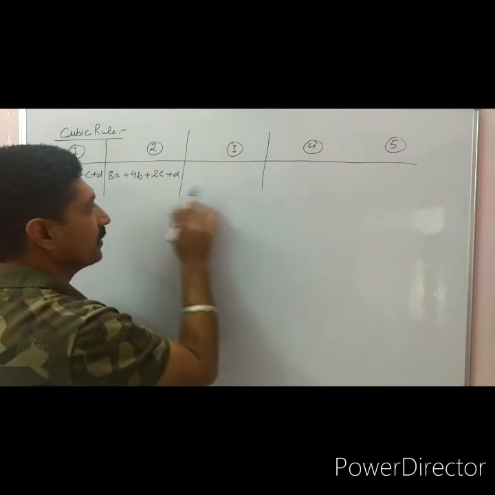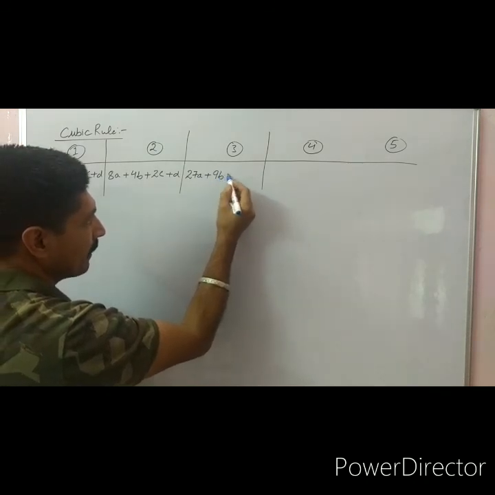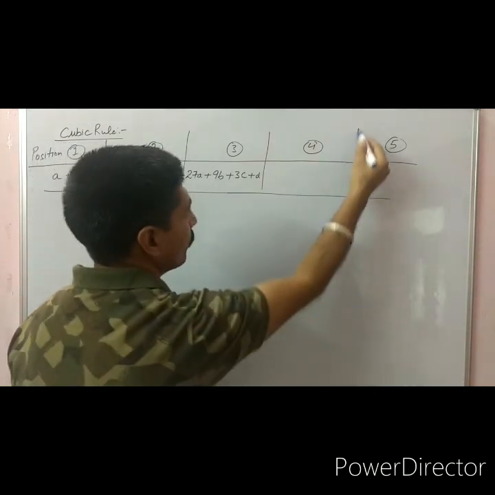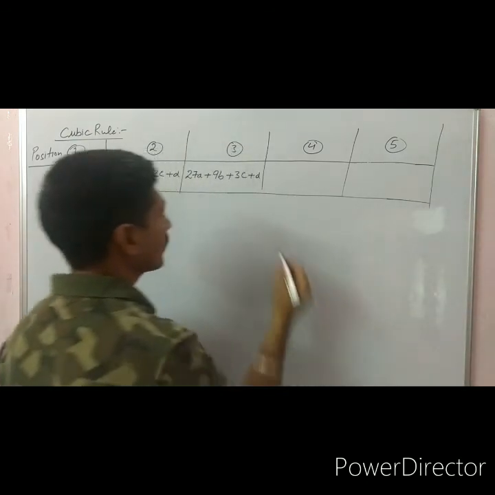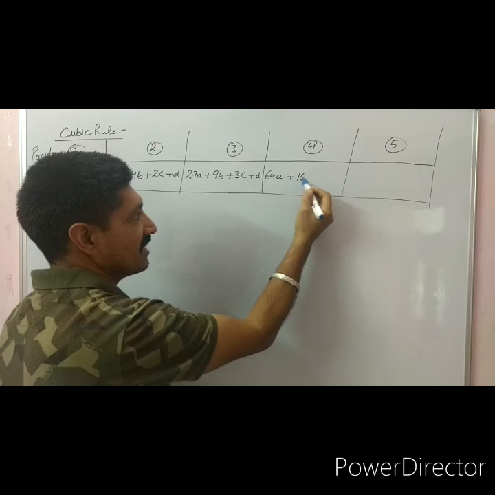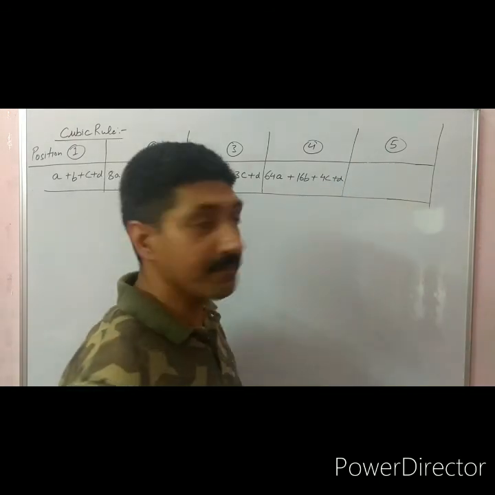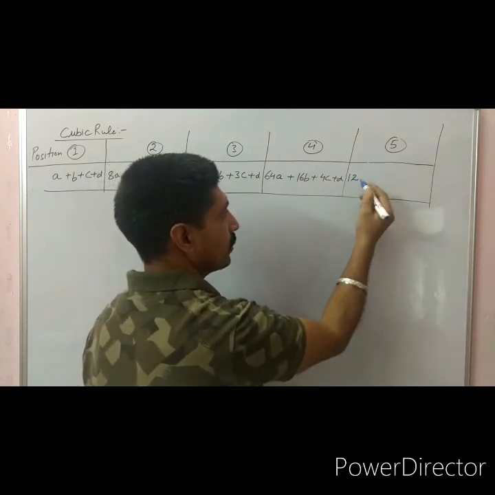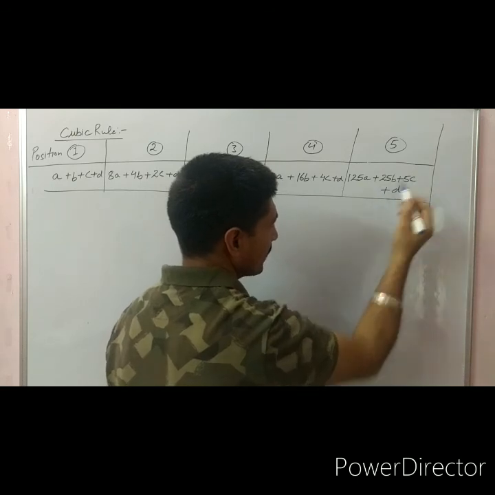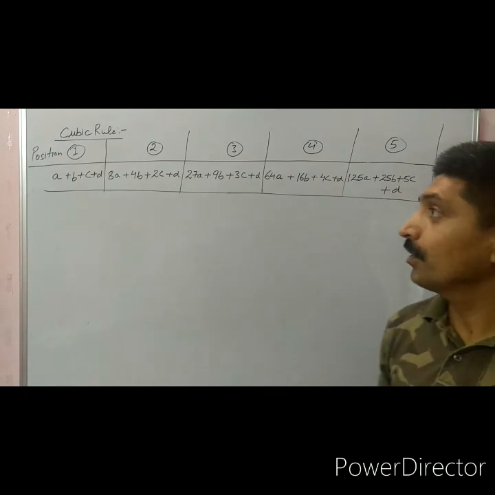Third term, the rule for the third term, that is 27A plus 9B plus 3C plus D. Fourth one, 4 cube is 64A, 4 square is 16B, plus 4C plus D. Similarly, the fifth term is 5 cube, 125A, plus 25B plus 5C plus D. So these are the respective first term, second term, third term, fourth term and fifth term of the sequence.